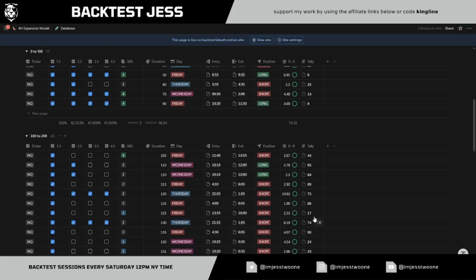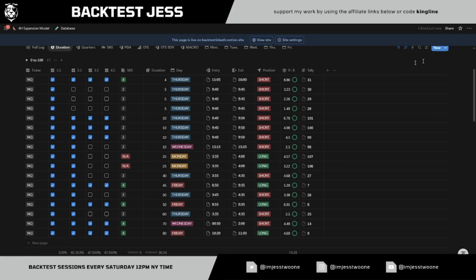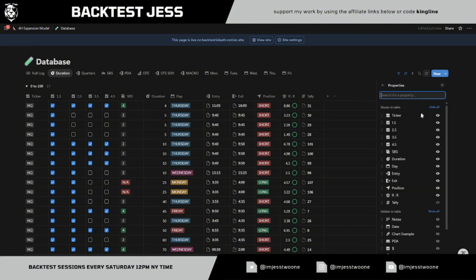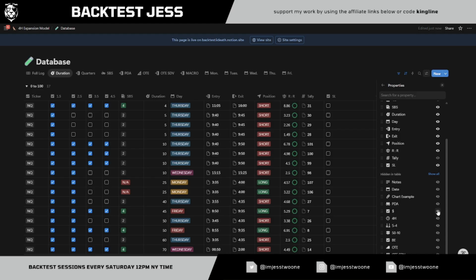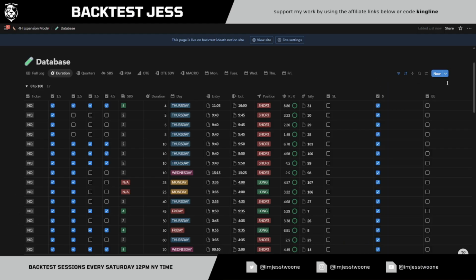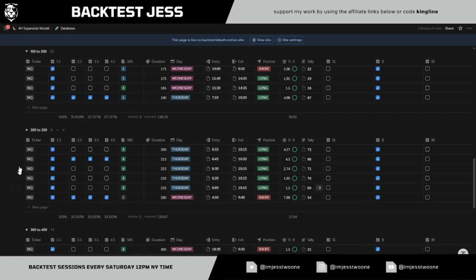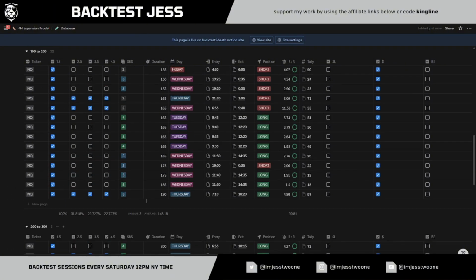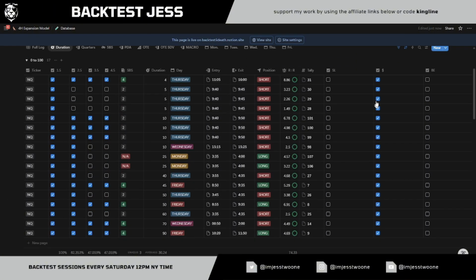Let me bring up the win-loss on this as well. Didn't notice it wasn't on. Stop loss, money, BE. So unfortunately with the duration, it doesn't allow me to edit these: 0 to 100, 100 to 200, 2 to 3, 3 to 4. This is all defaulted to Notion, so it doesn't allow me to change it, unfortunately.